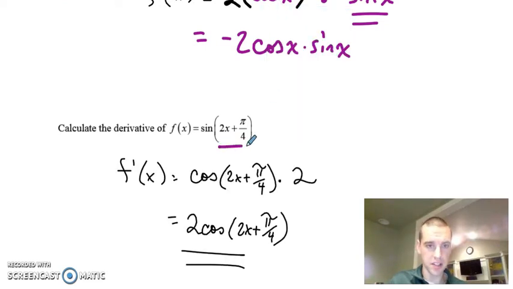So again here, this is the inside. And so we've got the derivative of the outside, sine. The derivative of sine is cosine. Leave the inside the same, multiplied by the derivative of the inside. The derivative of 2x is just 2. The derivative of pi over 4 is a constant. That's 0. So we just got 2. So we're just going to get 2 cosine of 2x plus pi over 4. That's it.